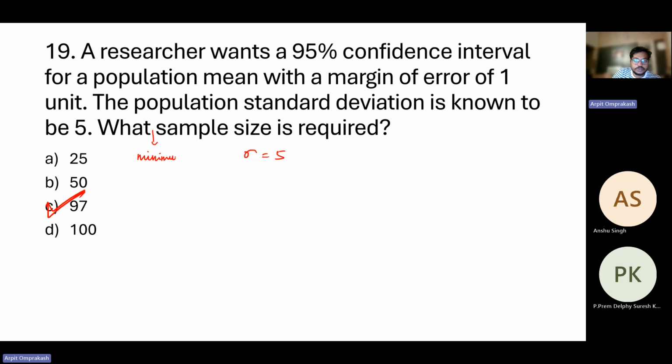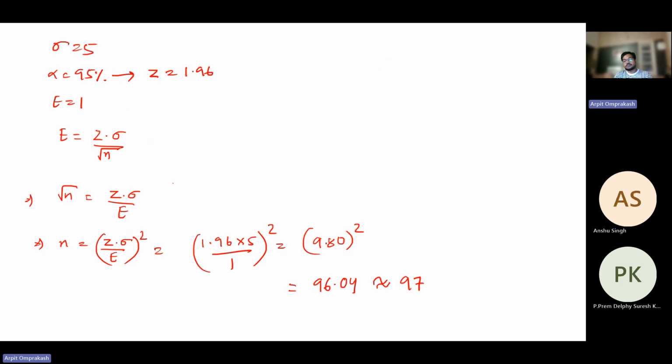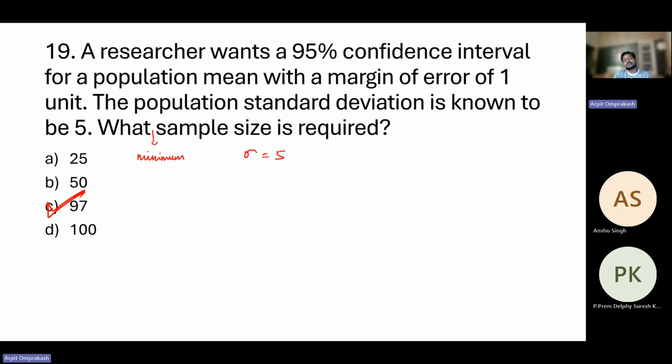In general, these questions will ask what is the minimum sample size that is required. Right. So the minimum sample size is 96.04, which can be approximated to 97. Or if you don't have 97, if you have 96, you can also approximate it to 96.